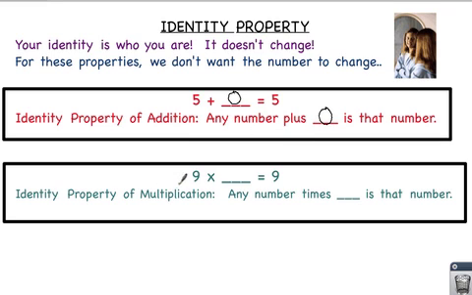Now for the identity property of multiplication, again, I want 9 to remain as 9. I don't want its identity to change. The only thing I can multiply by 9 in order for it to stay 9 would be 1. So the identity property of multiplication states that any number times 1 is that number.